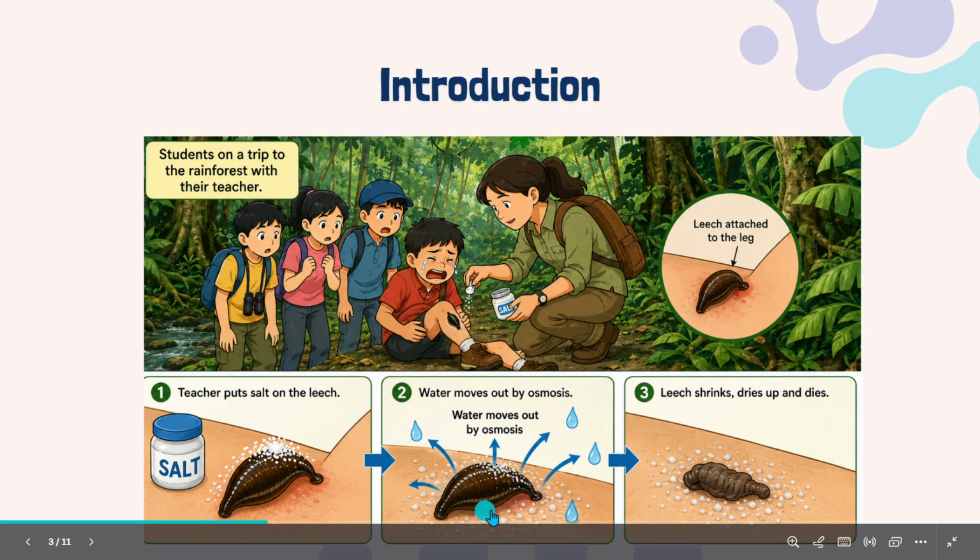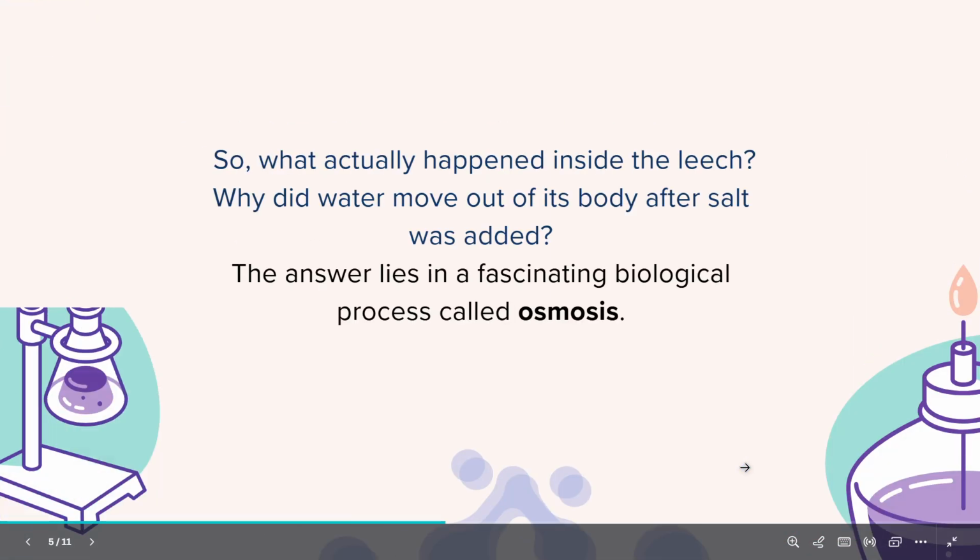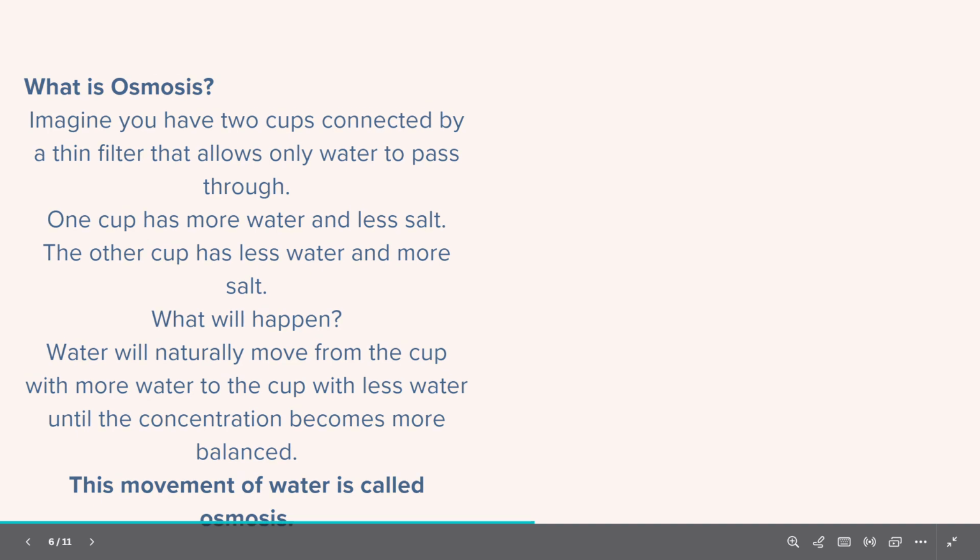Inside, the condition formed here was hypertonic. Because of it the water moved out: on the outside surface the solute concentration was more, and inside it was less, because of which water moved out and the leech died, right?